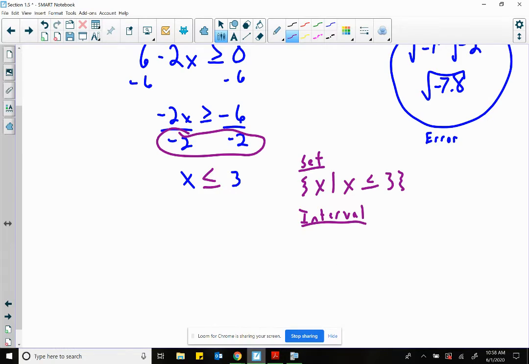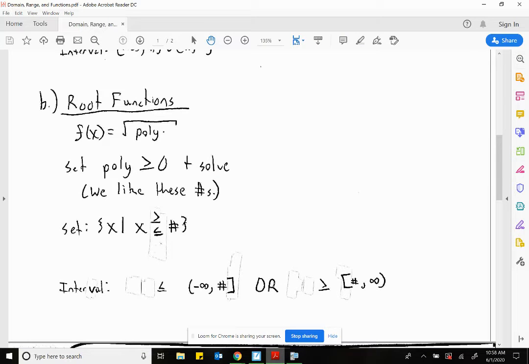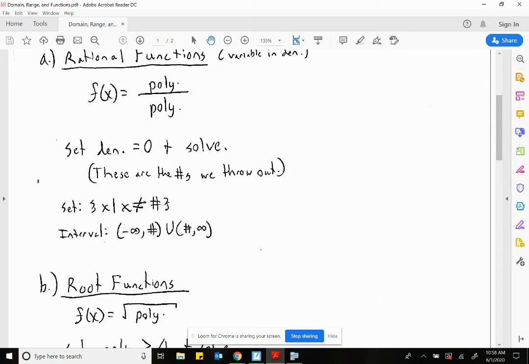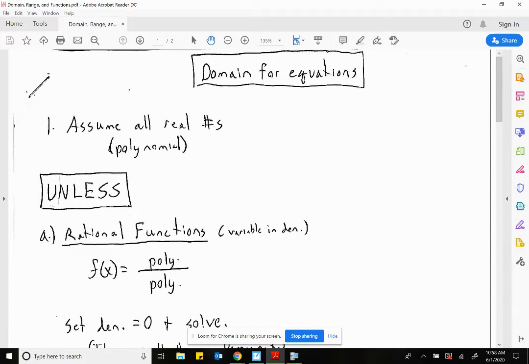It's one of these two. Okay? So if I come back and look at this, it's the less than. So that means I'm going to start at negative infinity, and I'm going to go up to 3 bracket. And there you go. There's our domain for this function. Okay? Again, if you are not a root and not a rational, your domain is always all reals.